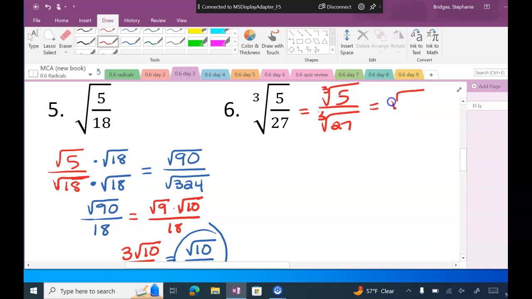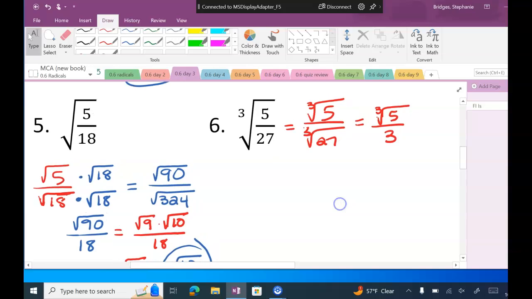I'm going to keep that cube root of 5 in the numerator. And what is the cube root of 27? 3. So that gets rid of the radical in the denominator. The only other thing I will try to do is simplify. Do I have any numbers at the top and the bottom that simplify that are not under the radical? No. The number under the radical, 5, does it have a perfect cube in it that can divide out? So therefore, we're going to just leave our answer as the cube root of 5 over 3.